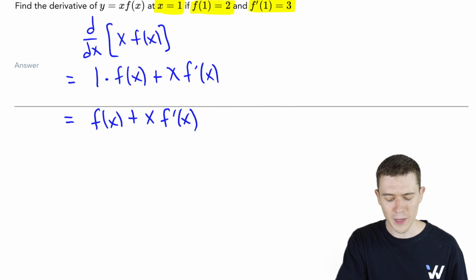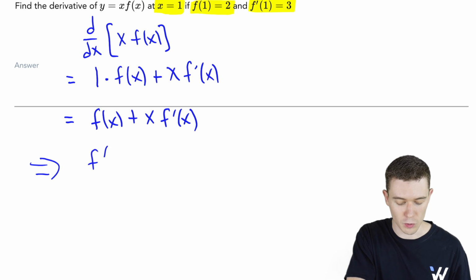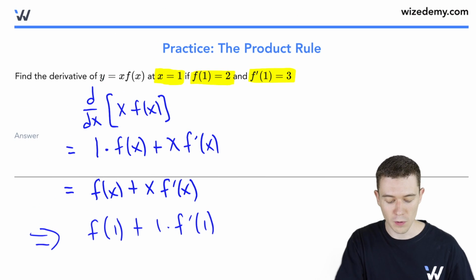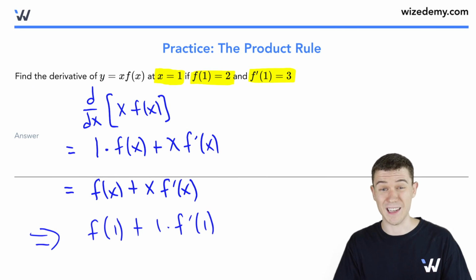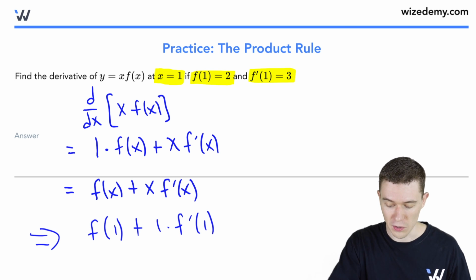equals 1. So we can go ahead and just substitute 1 anywhere we see an x. So this would be f of 1 plus 1 times f prime of 1. And if you remember from before, we were given f of 1 and f prime of 1. f of 1 was 2, f prime of 1 was 3.